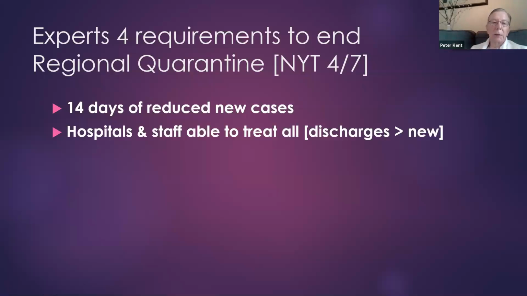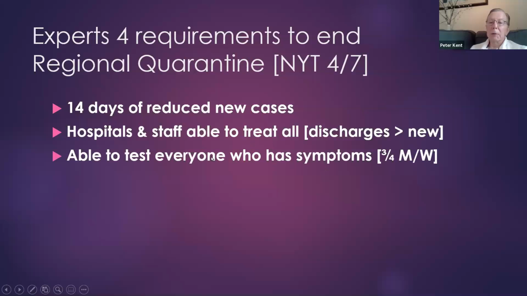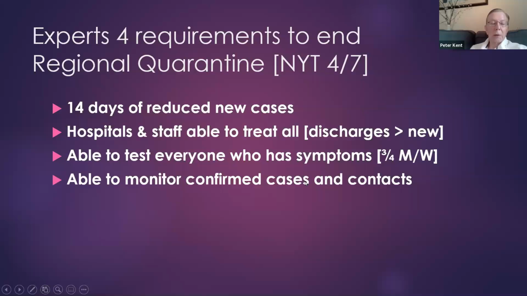You have to make sure that the hospitals and health staff can handle everybody. That is, the discharges are greater than the new admissions. You have to be able to test everybody who has symptoms. And in order to do that, we need about 750,000 tests per week. And we don't yet have that capacity. We're approaching it. It doesn't say test everybody. It says you've got to test everybody with symptoms. And that's starting to get up. We're almost getting up there. And then you have to be able to monitor confirmed cases and their contacts so that you prevent the continuous spread. If you can do all 4 of those things, you can end a quarantine.